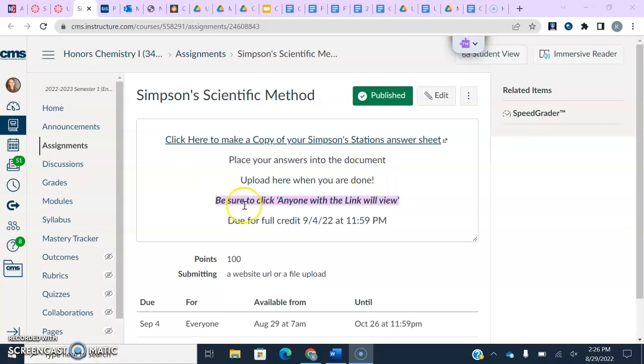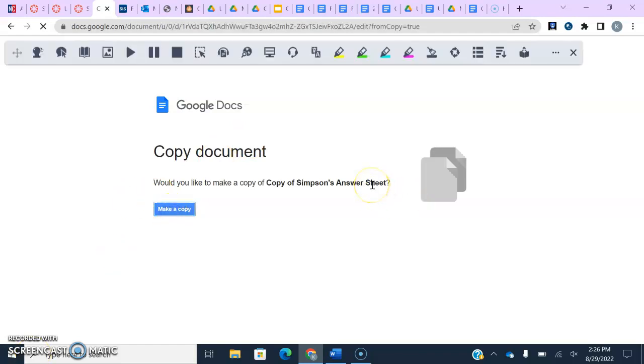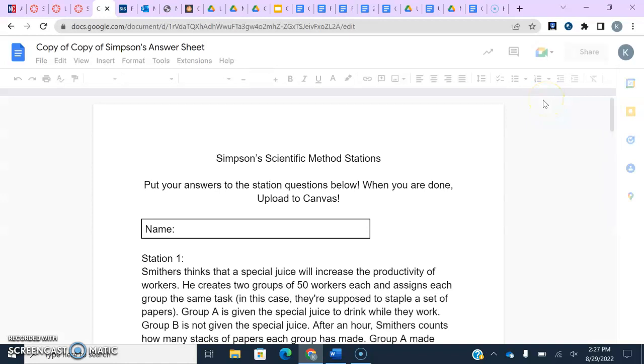Alright guys, so let's go ahead and do a couple of examples of scientific method. So this is going to be your assignment for the day. You guys are going to turn in a copy.